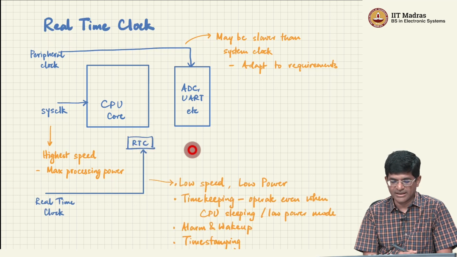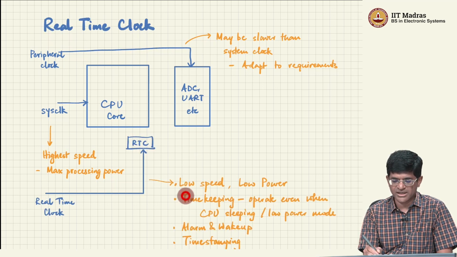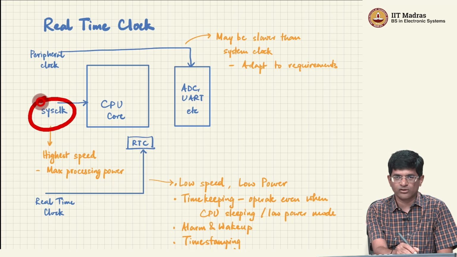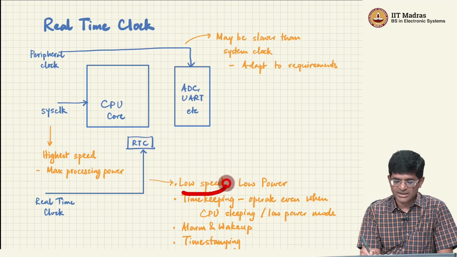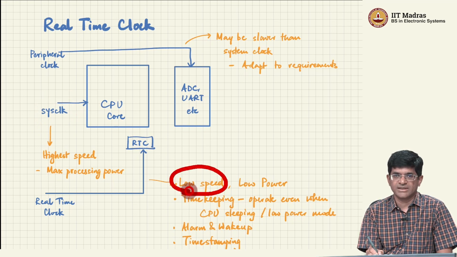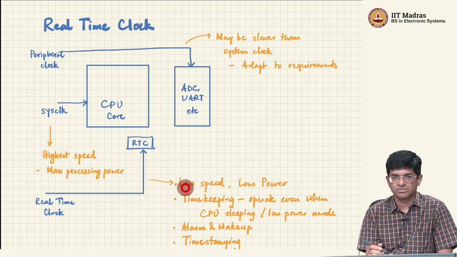Then there is the RTC, right, the real-time clock. As I already mentioned, this is extremely low speed compared to the system clock. Typically the system clock would be in the tens of megahertz range. This RTC would be in the kilohertz range. A common speed is 32 kilohertz, right?